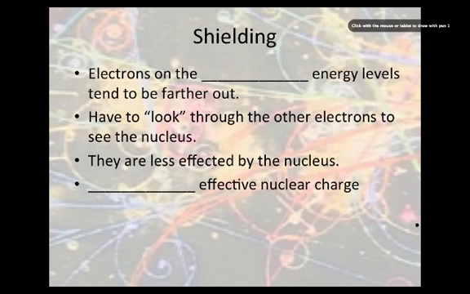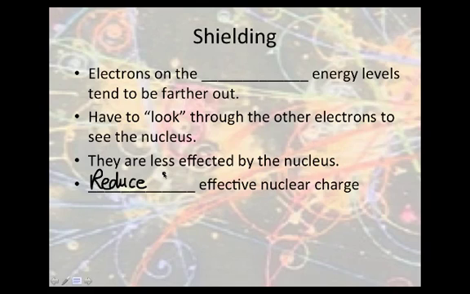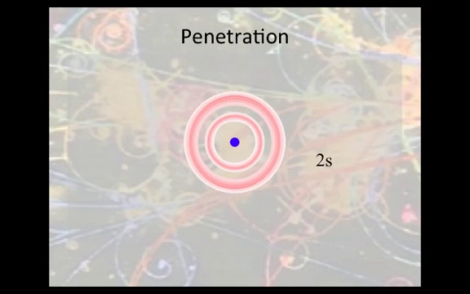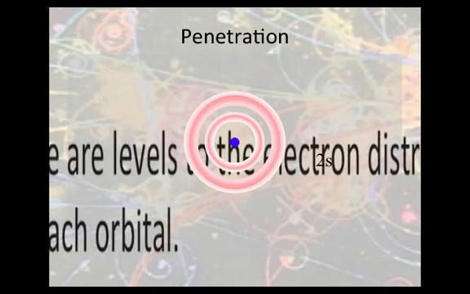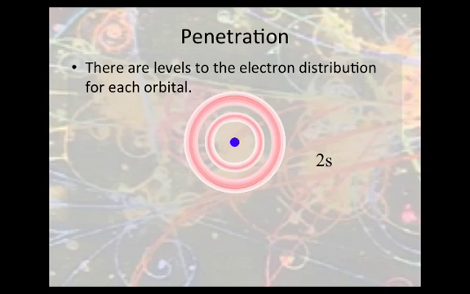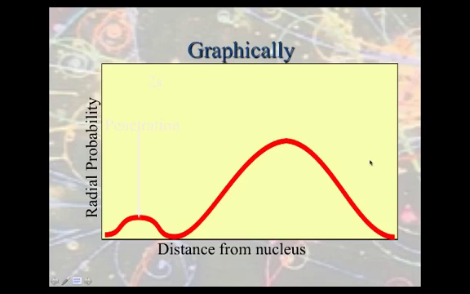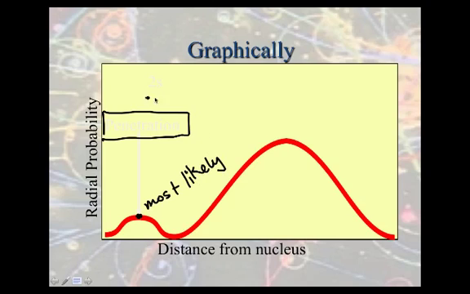So what shielding does, essentially, is to reduce the overall effective nuclear charge. Of course, that's not all there is to the story. There's more to it than that. Penetration is the idea that some electrons are going to be closer to the nucleus than others. So there's levels to the electron distribution for each type of orbital. Let's look at a graph of this. What I want you to see is the peaks on the graph that show where's the most likely location for an electron around the nucleus. So this peak would give us the most likely place for our electron to be. And this is the graph for the 2s electron.